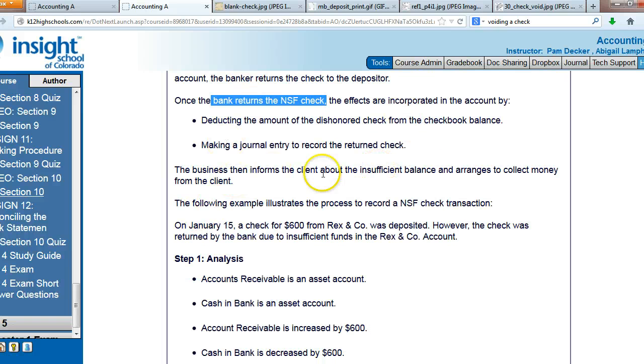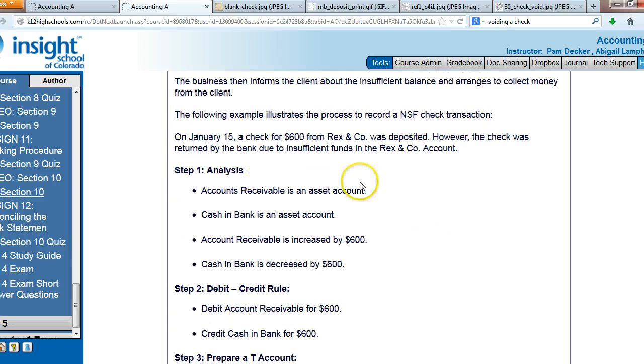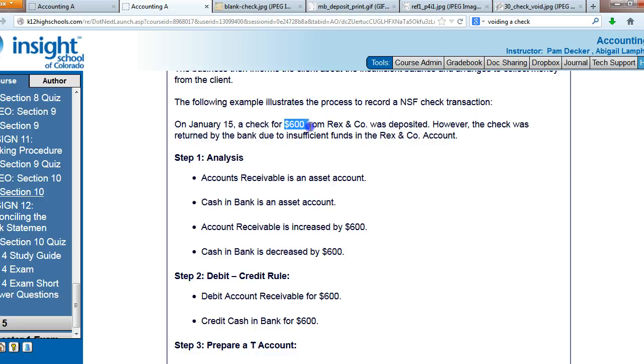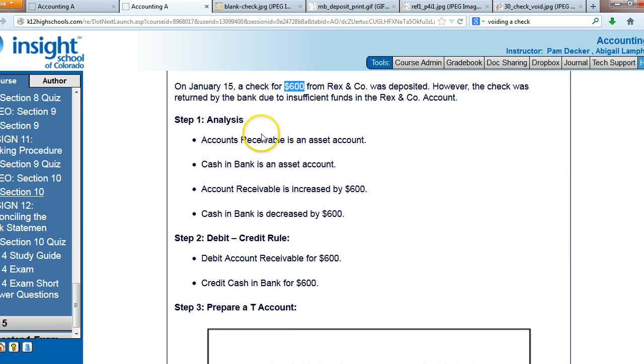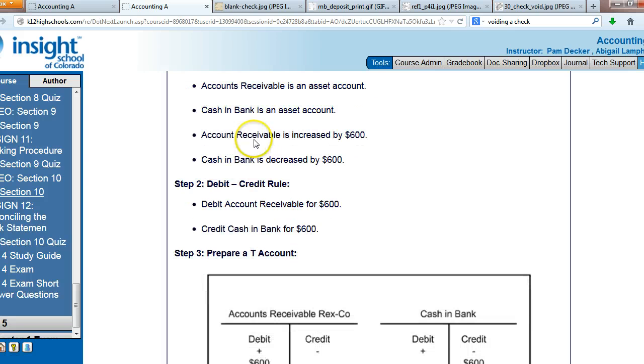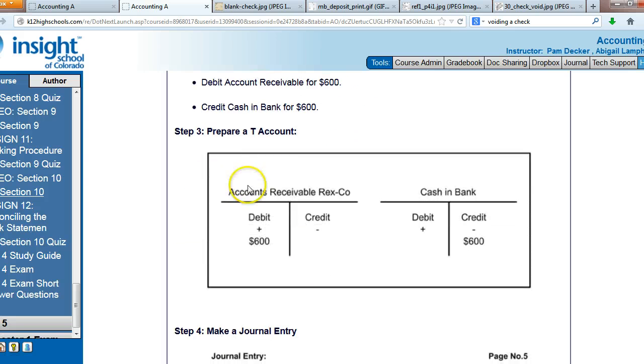So basically what this is saying is we have to make this recording into our journal. For example, on January 15th, a check for $600 from Rex & Company was deposited. We had a $600 check, and we took it to the bank and said, here, give me the money for this check. However, the check was returned by the bank due to insufficient funds in the Rex & Company account. So Rex & Company did not have that money available in their account. The bank's saying, sorry, we don't have this money available for you. So we have to record that back in our journal.